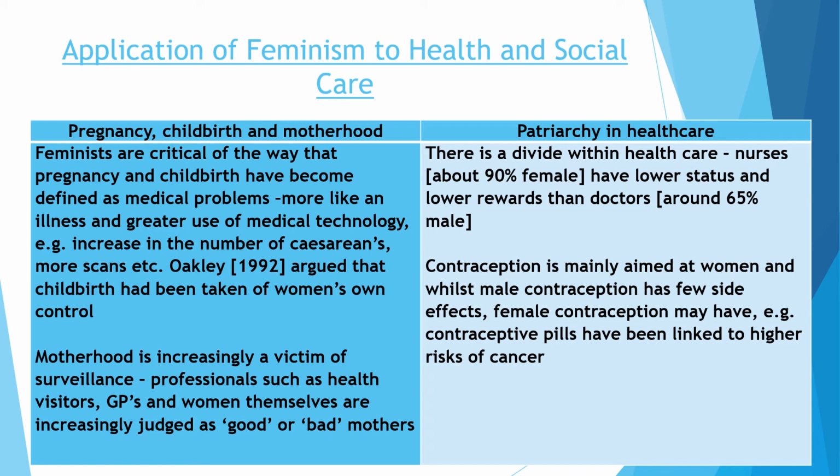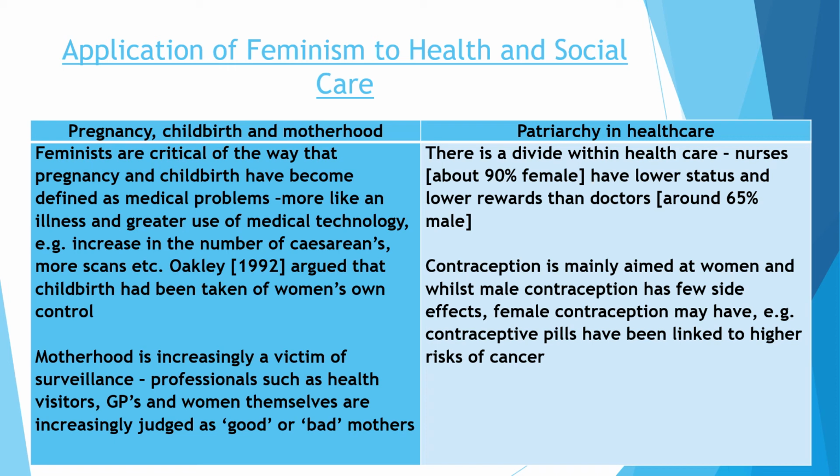So think about the role and the needs women have of the healthcare system. Most women will go through pregnancy and childbirth, and these stages of life have been defined as more of a medical problem, an illness to be treated with technology. So we've seen an increased number of caesareans, more scans, and Oakley, who is a prominent feminist, argued that childbirth has been taken out of women's control and placed into the control of medical professionals, often male professionals.